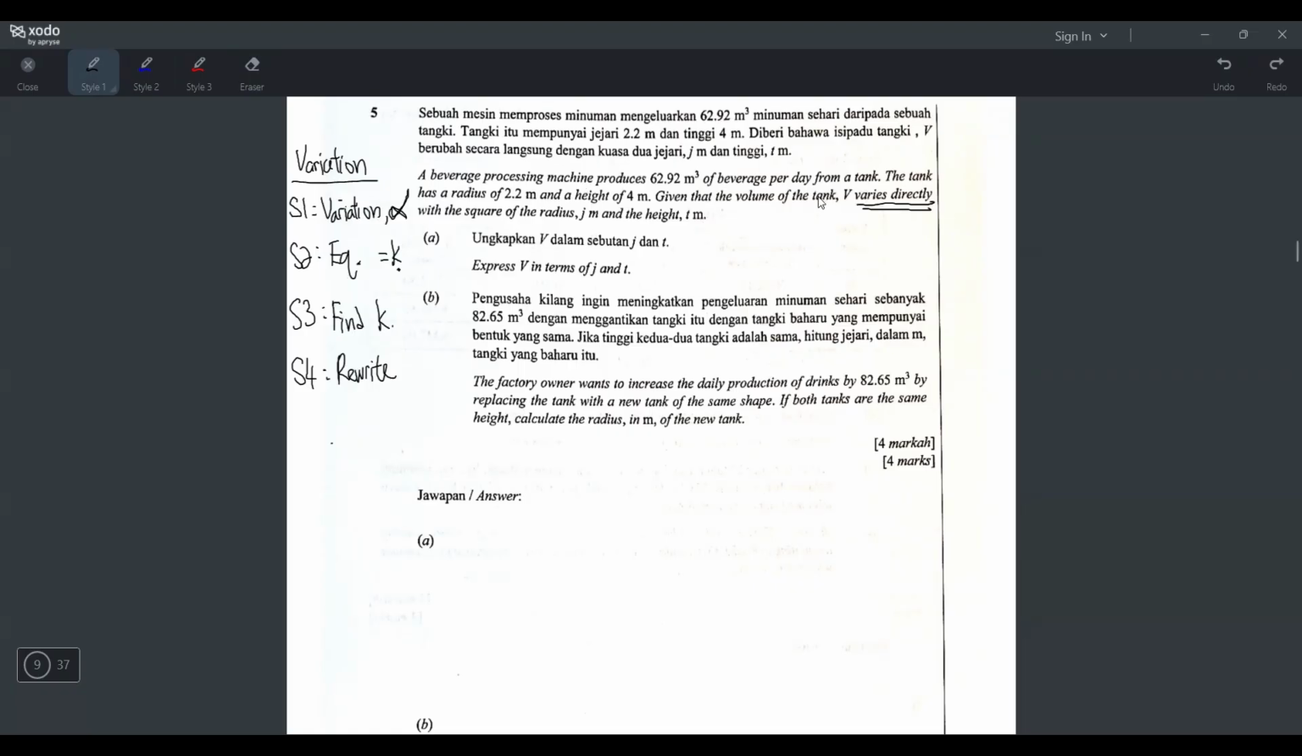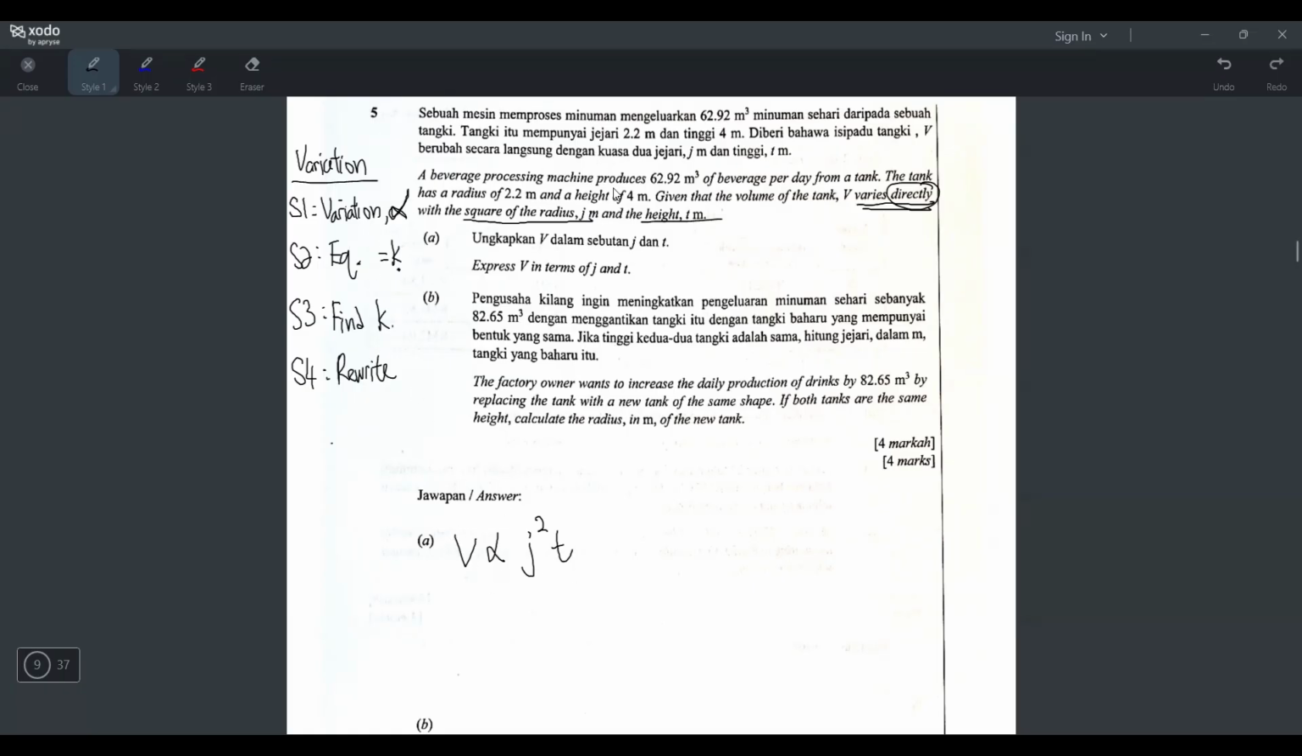So first step is write down the variation. So they already said V varies directly with square of radius j and height. So we can already write down our variation. So V varies directly means you will write the variation symbol. So directly with who? Square of radius j and height. So directly as square of radius, and they want us to use j to represent radius, but don't forget to put power 2 because they say square of radius. And then the height, they want to use t, so I write t. And both also you write the symbol because directly. Okay, so this is step one, the variation.